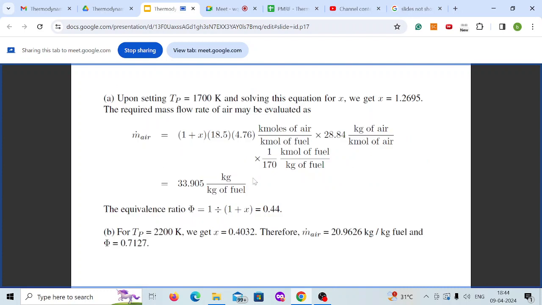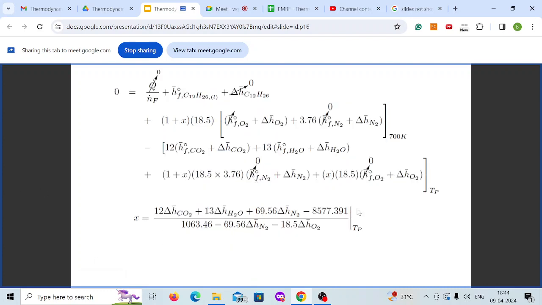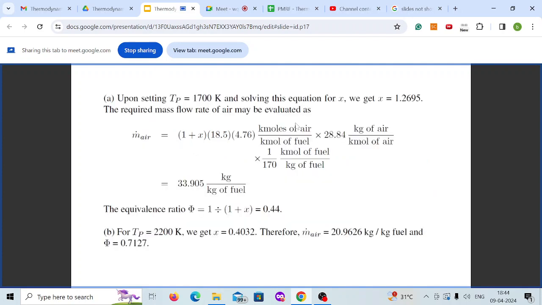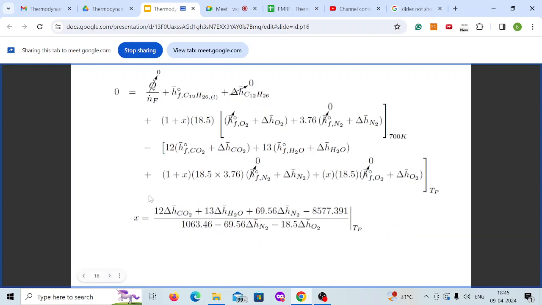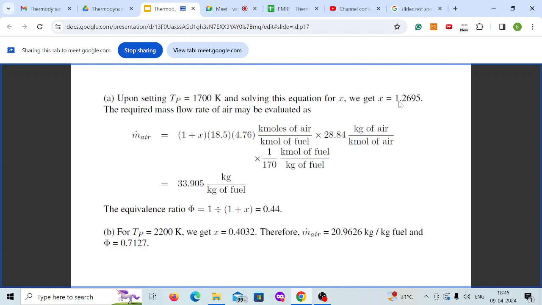Now, to find x, we need the corresponding sensible enthalpy values for each component at the product temperature and substitute here. From there we can find out what amount of air should be supplied. For the first case, with a product temperature of 1700 Kelvin, you can solve for x by substituting all these sensible enthalpy values from the table, and it will come out to be 1.2695. So x is 1.2695.